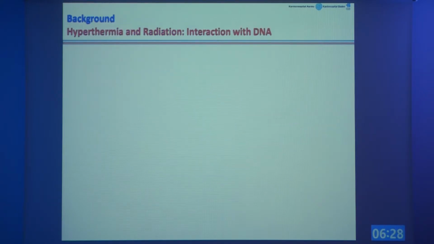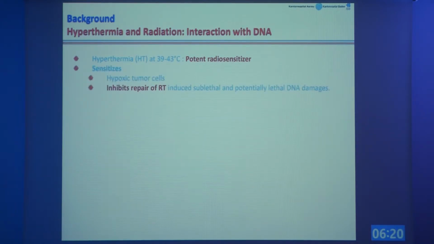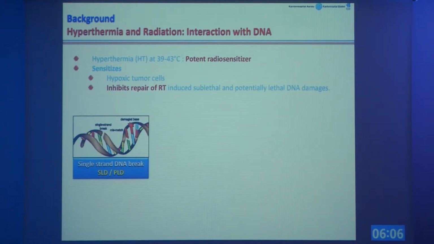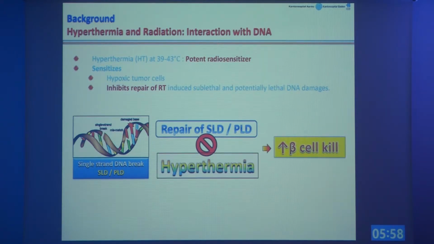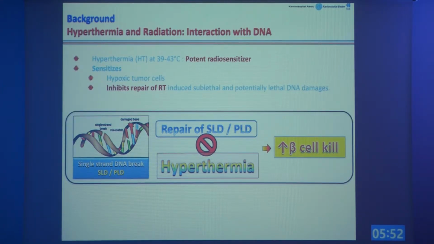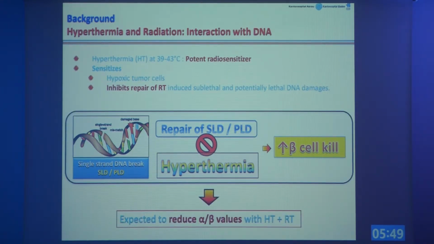Okay. So now what happens with hypothermia? We know it's a potent radiosensitizer. We know it is effective against hypoxic tumor cells. And we also have seen just now that it inhibits the repair of radiation-induced DNA damage. So the repair of the single strand DNA break, the sublethal or potentially lethal damage, should be inhibited by hypothermia, and therefore would lead to a higher beta cell kill. If that is so, it should be expected to reduce the alpha beta value.